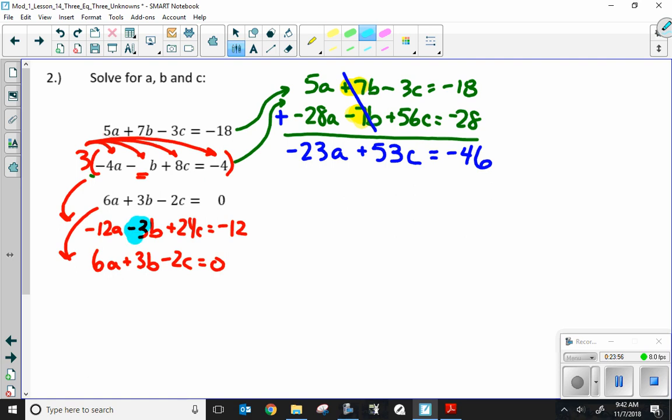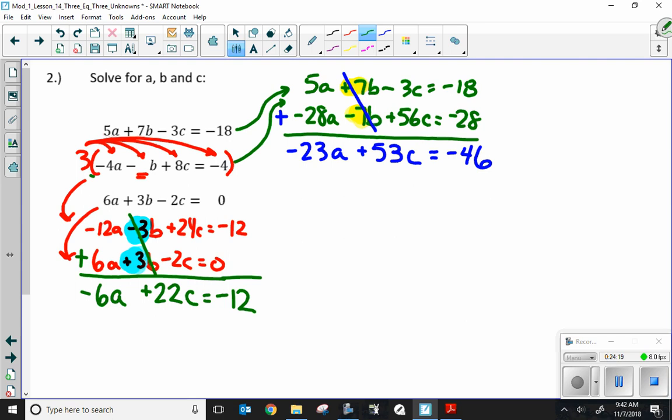The number in front, are the signs the same? No. So do I subtract? No. I add. I get negative 6a. Gone. Plus 22c equals negative 12. I now have two equations with two variables, an a and a c. And I'm going to combine those to get rid of one of those variables and make life easy.